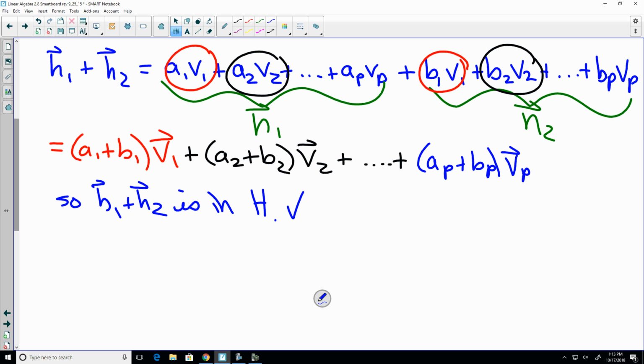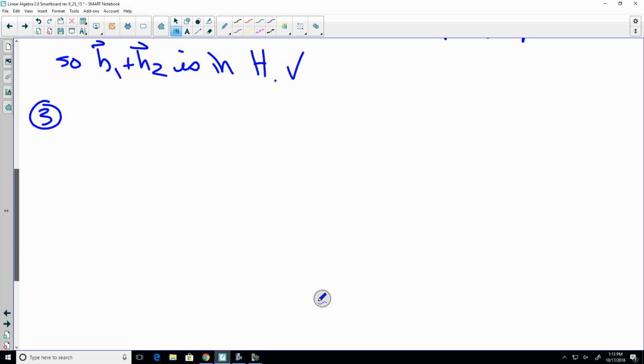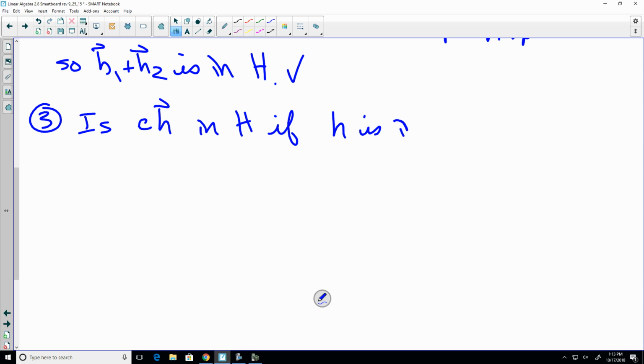Then we got one more thing to check. We need to know if a scalar multiple of any vector in H is still in H. So the question is, say, C times h in H if h is in H. Big H is the span of v1 to vp. Little h is one of those vectors. And we want to know, if we scale a vector h, is it in H?